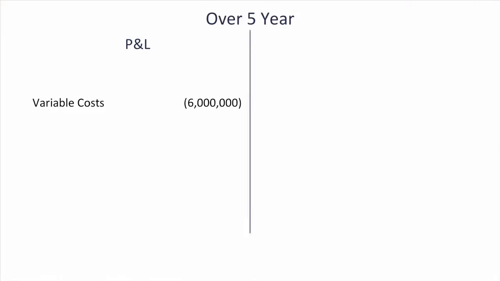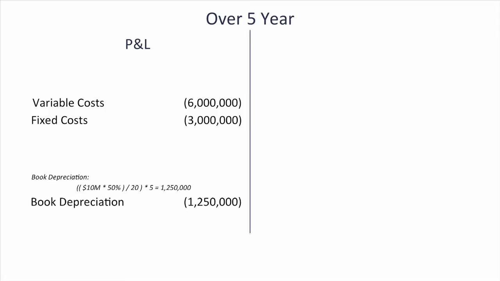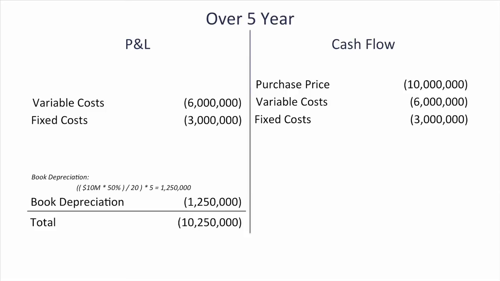After 5 years, we simply sum all of the costs to show the impact to earnings over the 5-year period. Variable cost, $6 million. Fixed cost, $3 million. Depreciation expense, $1.25 million, for total expenses over the 5-year period of the P&L method of $10.25 million. For the cash flow analysis over the 5 years, we've got the same variable and fixed cost, but we also have the purchase price of 10 million.